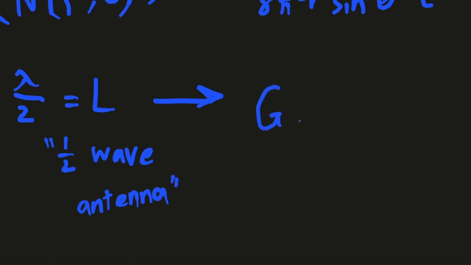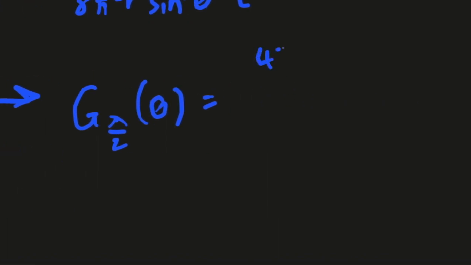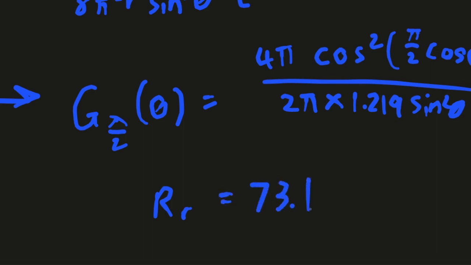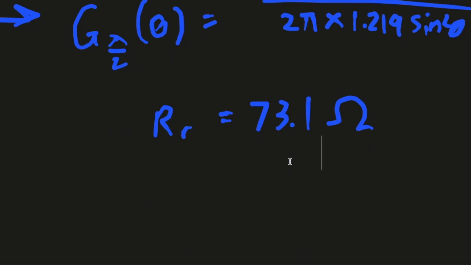And your power gain is of the form 4 over pi, cos squared of 2 pi times 1.219 sine squared theta. Your radiation resistance is 73.1 ohms, independent of any dimension or antenna specifics. So that's the last part for this.